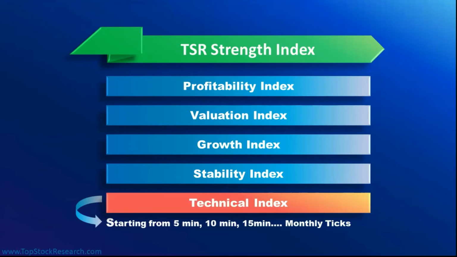The next one, which is marked in red color, primarily because it's more technical, whereas the rest of the section is more on the fundamental space. The technical index, what we do is we try to measure the technical strength or the trend strength of a stock at any interval, starting from 5 minutes to 10 minutes, all the way to monthly tick. So these are live screeners. These are much more active, even compared with the valuation ratio, because these change every 5 minutes.